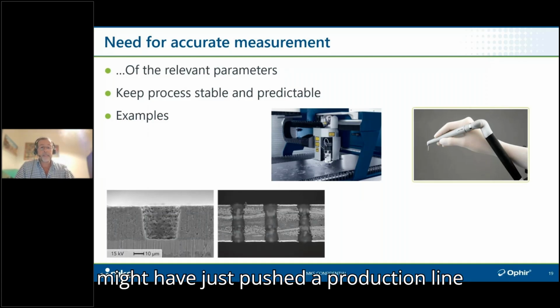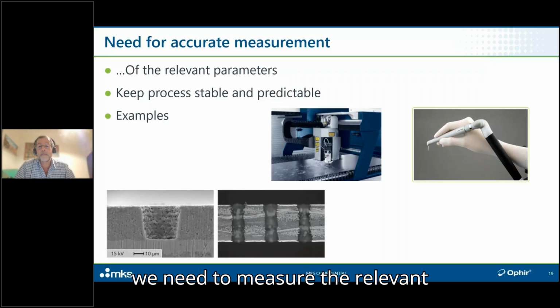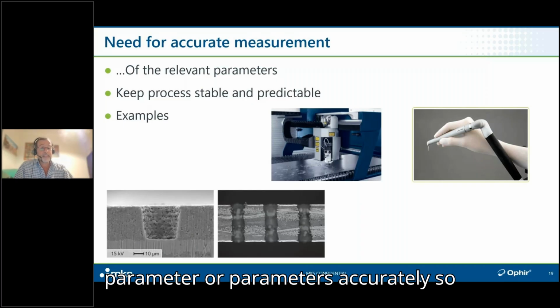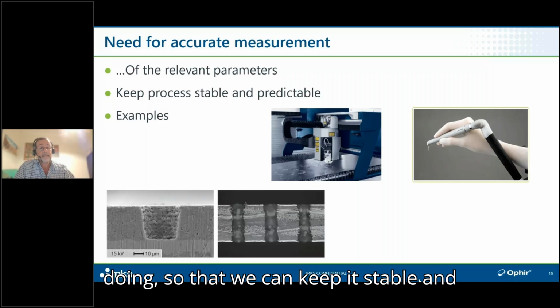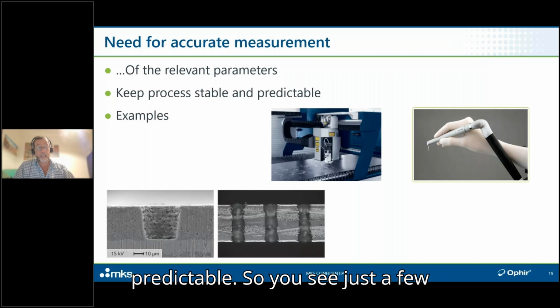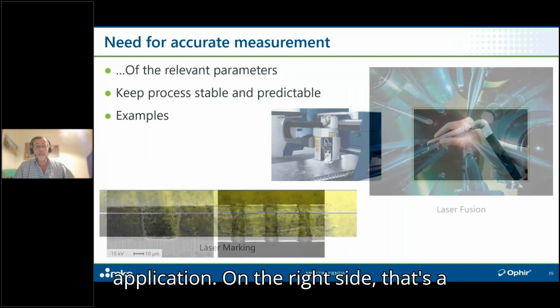So here you see just a few examples: an industrial laser cutting application. On the right side, that's a dental laser, everybody's favorite, right? On the bottom, we see via holes drilled in a silicon wafer. And again, we can appreciate that even a tiny mistake there can cost somebody a lot of money. Just a few more interesting examples.